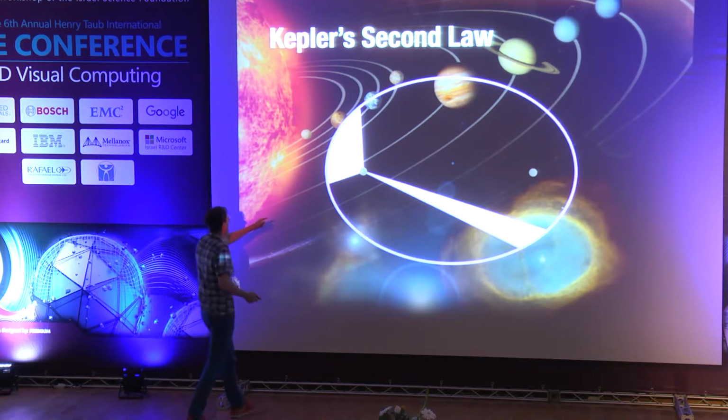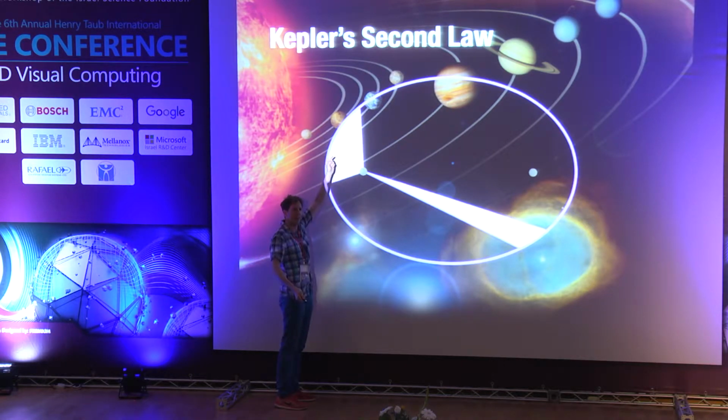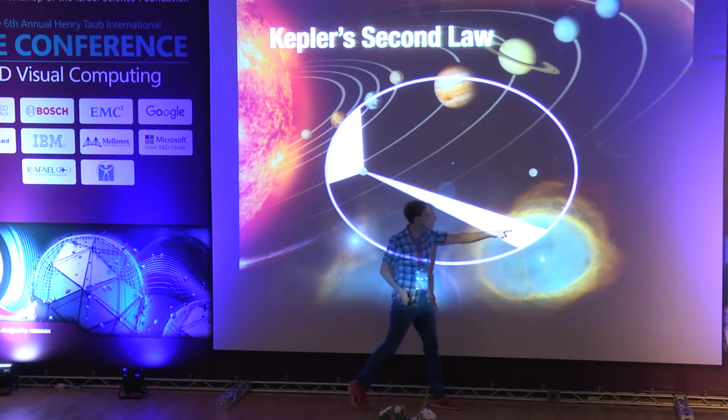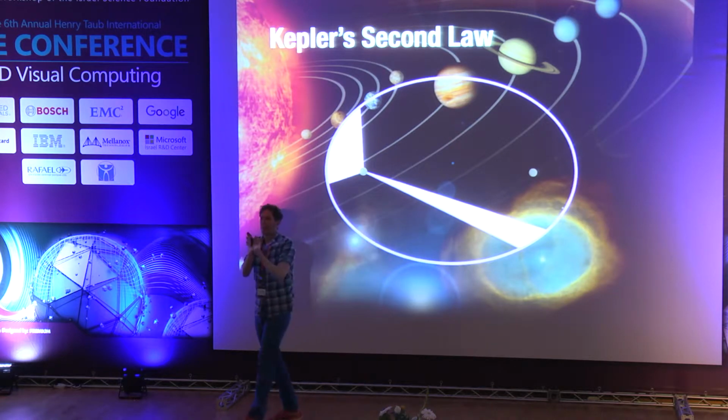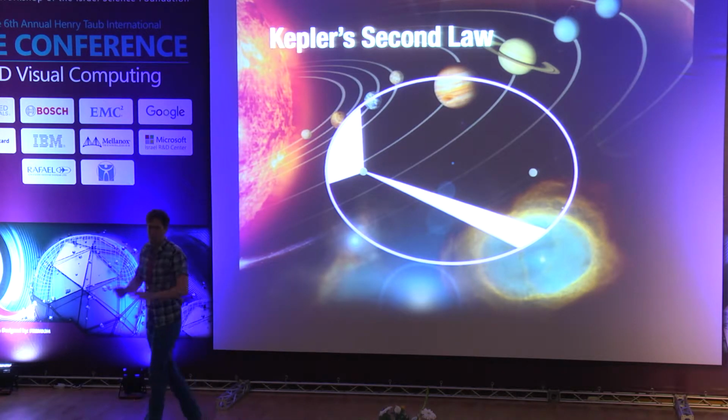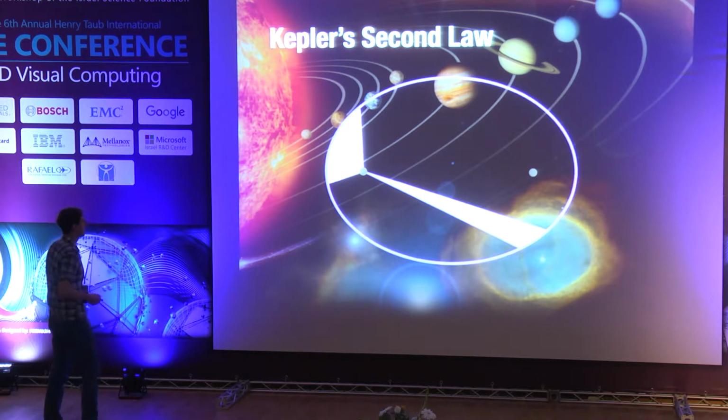It means that when the planet is close to the sun, it has to be moving fast, so you get a short, fat pizza wedge. And when the planet is far from the sun, it moves slower to make a skinnier pizza wedge. It characterizes the speed of the motion.